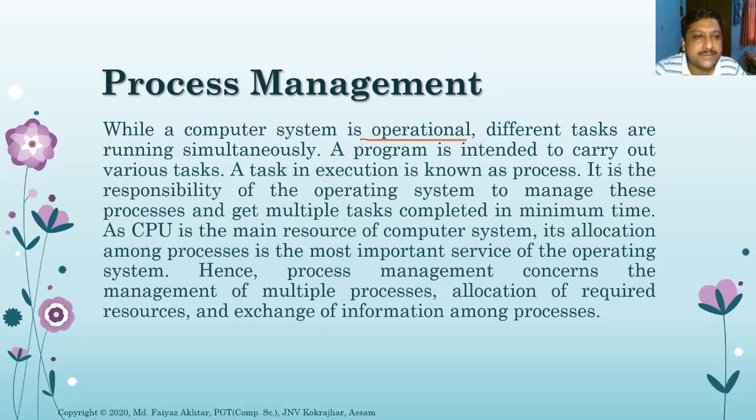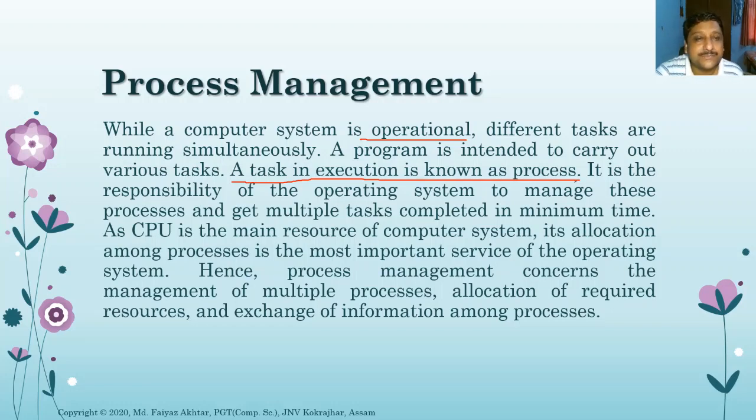A program is intended to carry out various tasks, and a single program can carry out different tasks. For example, Microsoft Word can be used for different tasks. A text can be made bold, italic, underlined. It can be centered, aligned, bulleted, or its color can be changed. So many tasks can be done within a program. A single program can do several tasks. And a task in execution is known as a process. See, this is the major thing. What is a process? A task in execution is known as a process.